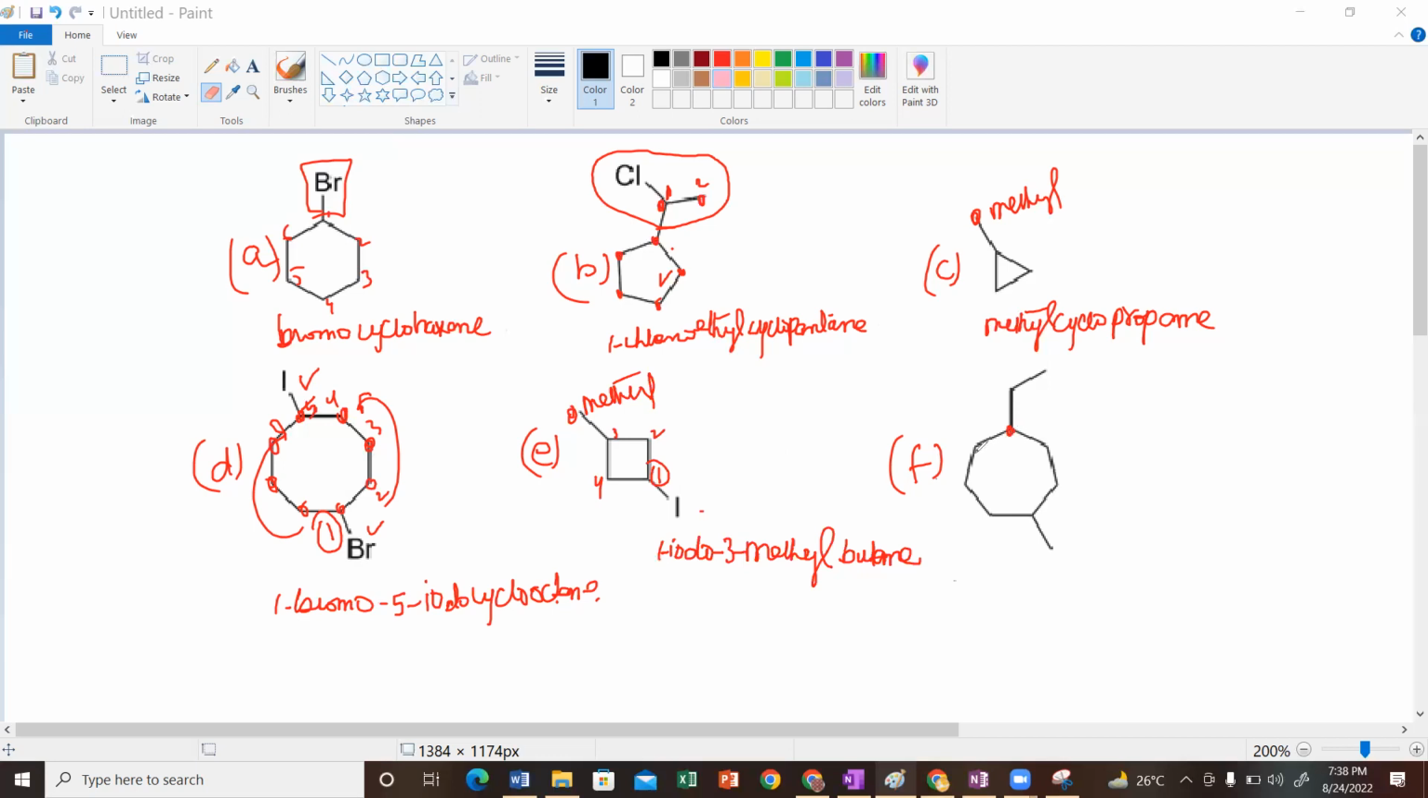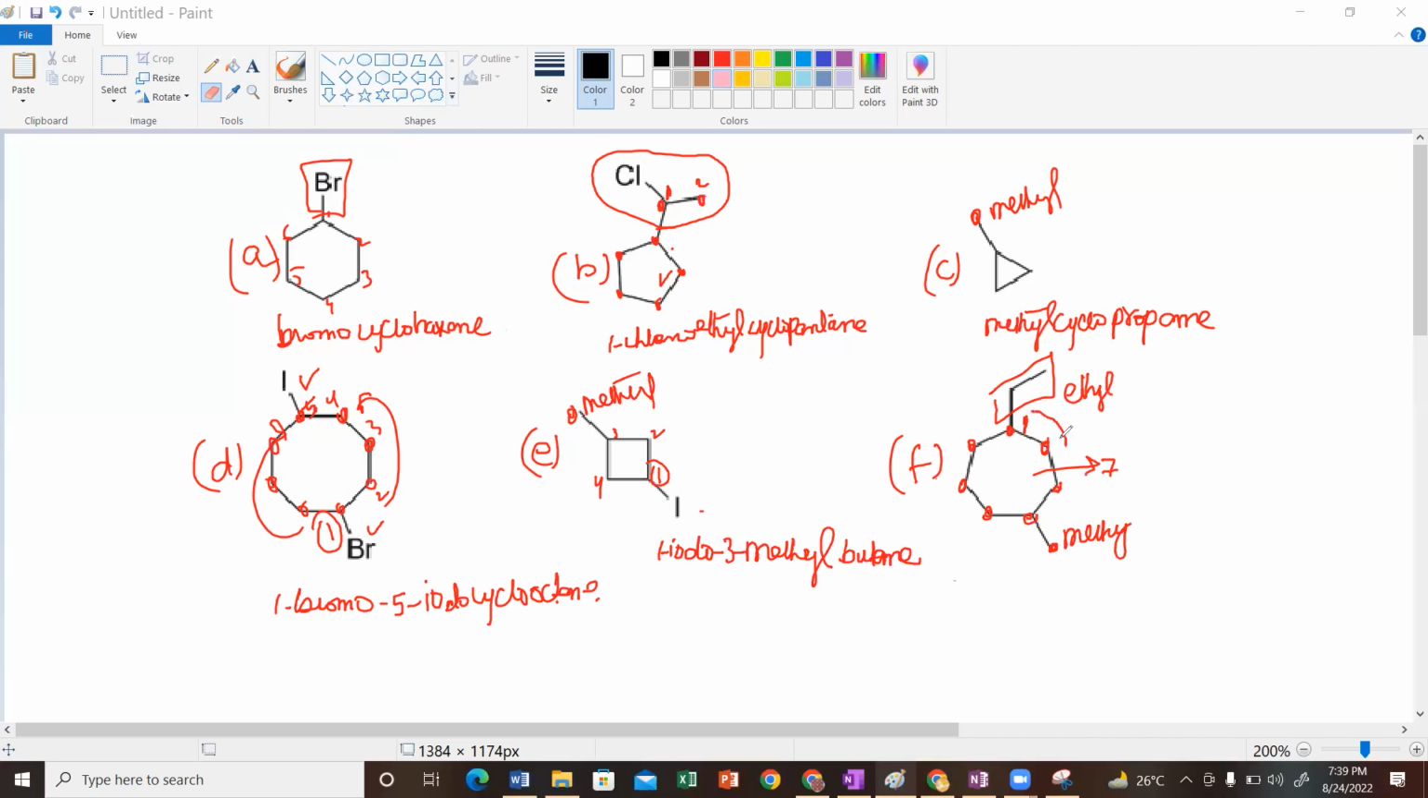Now the last structure we are going to discuss, I'm just going to count the number of carbons: 1, 2, 3, 4, 5, 6, 7. That is cycloheptane, right? That is a 7-member ring, cycloheptane. Now on which position should I start numbering first? As we know that this one is a two-member attachment, that's why it is ethyl. It is only one member, so that's why it is methyl. So I would prefer this one to be one, right?